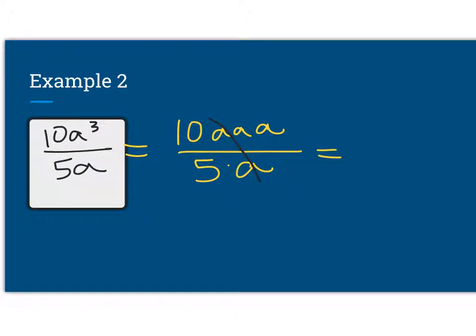Now we can look at the big numbers. You have 10 divided by 5. That's just 2. And then we have a times a left, so we'll get 2a squared. We didn't have anything left on the bottom, so we don't need that fraction bar anymore.